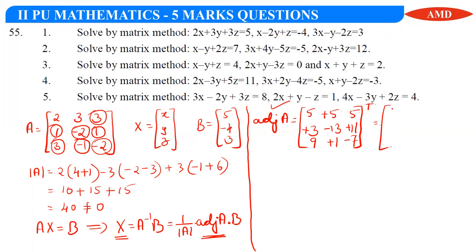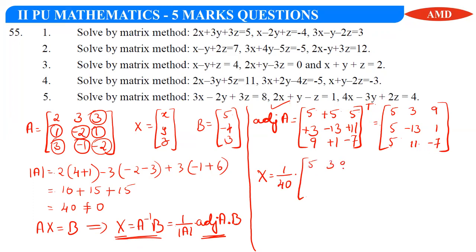And then this is equal to 5, 5, 5. I'm taking the transpose. 3, minus 13, 11. 9, 1, minus 7. Now we come to the equation x equal to A inverse into B, which is nothing but 1 by determinant of A into adjoint of A, which is given here. That is 5, 3, 9, 5, minus 13, 1, 5, 11, minus 7 into the constant matrix B, which is 5, minus 4, 3. Let us now multiply them.